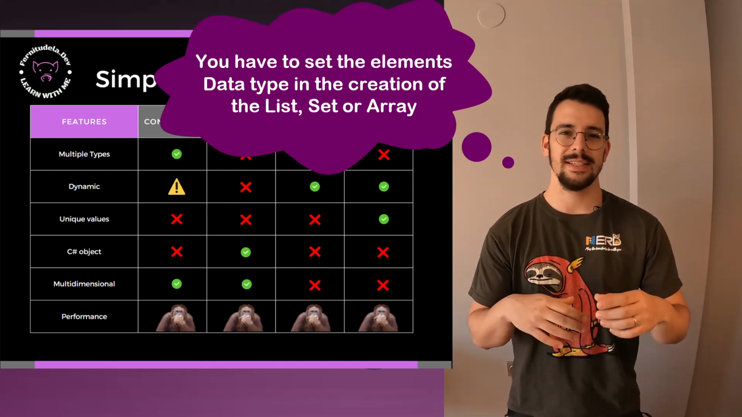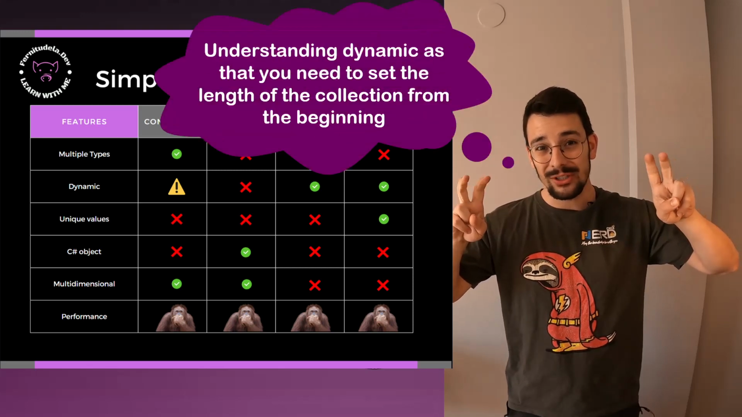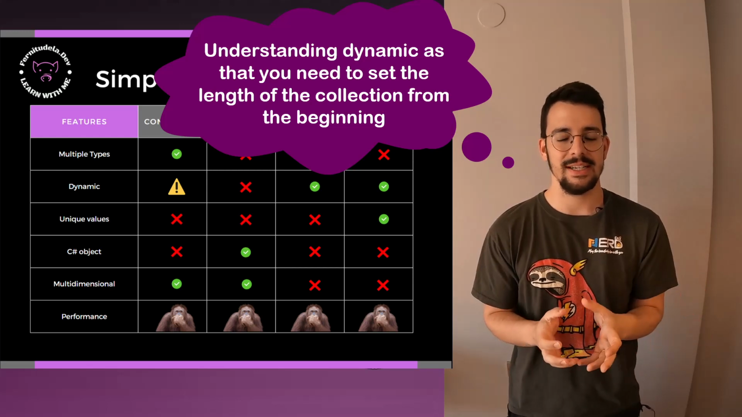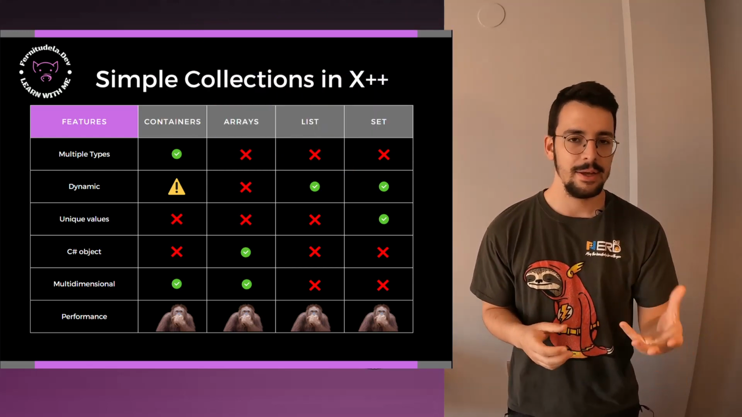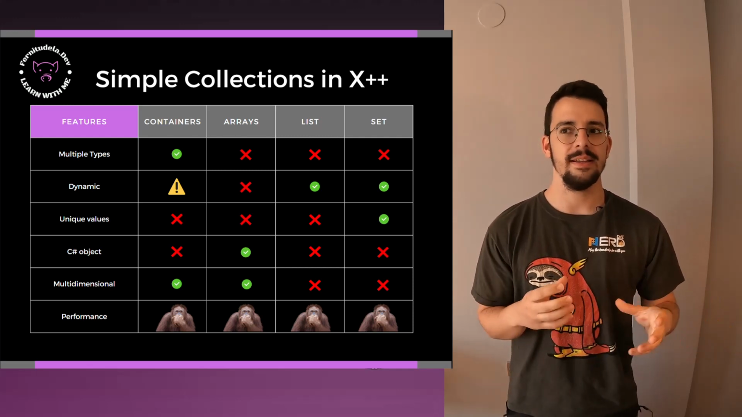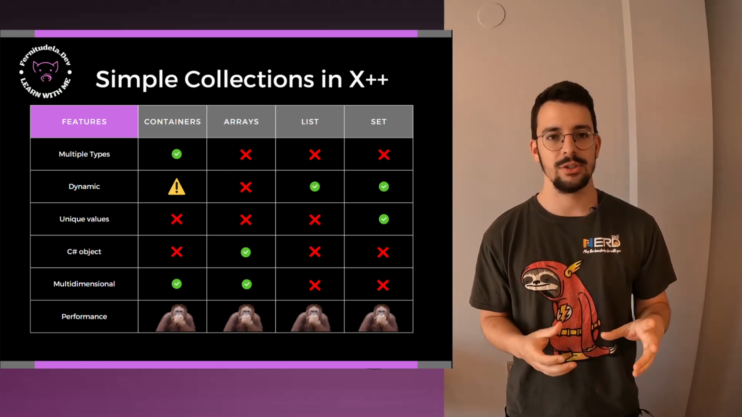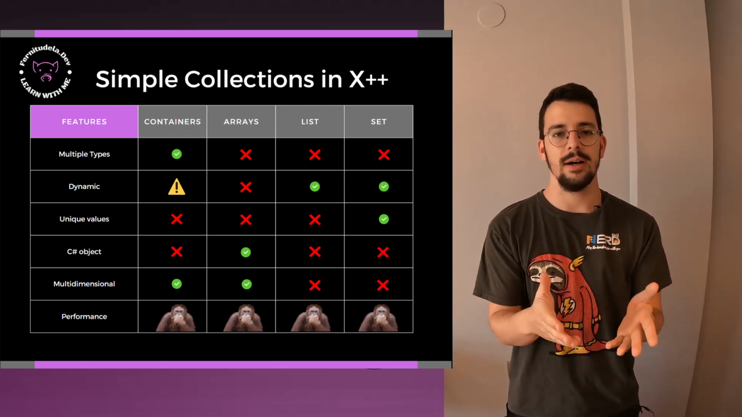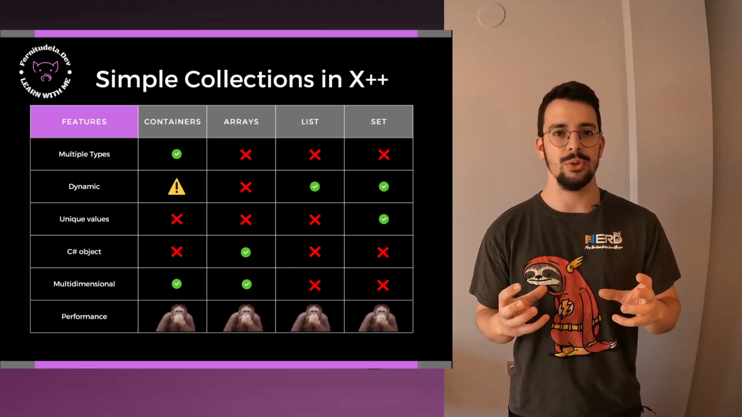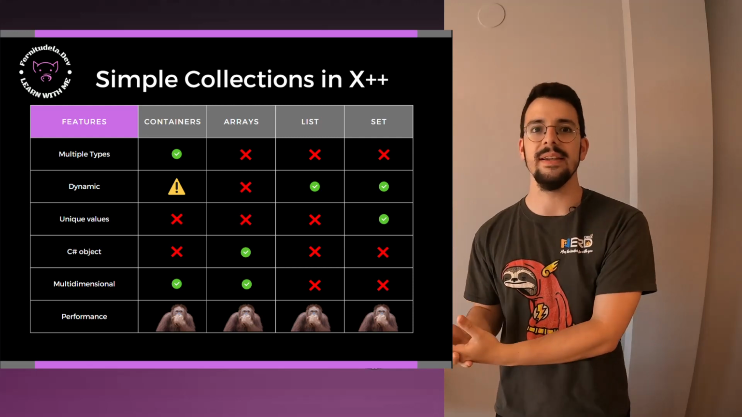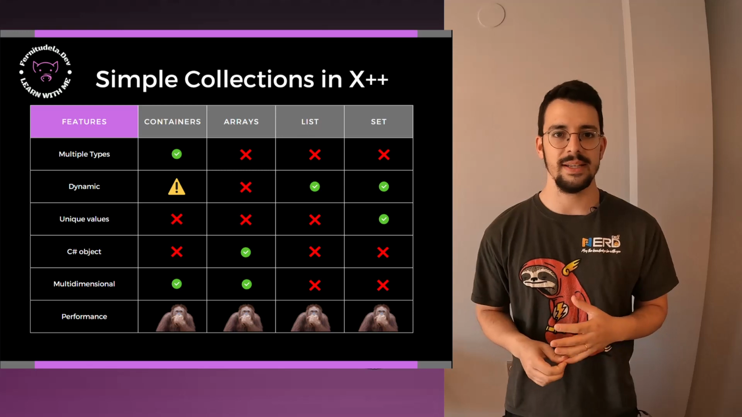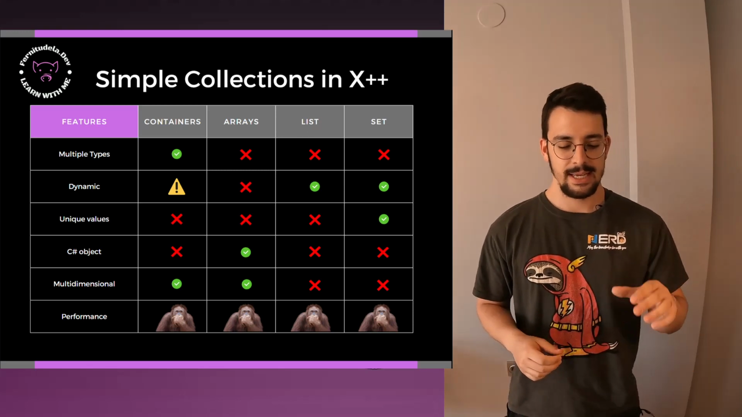The only one that is not dynamic is the arrays, but we need to say containers are actually not dynamic either, but they are handled as if they were dynamic. They emulate being dynamic, so you can add new elements to a container in your code, but at runtime it is going to create a completely new container, and that is going to have a performance penalty, and we are going to see that.